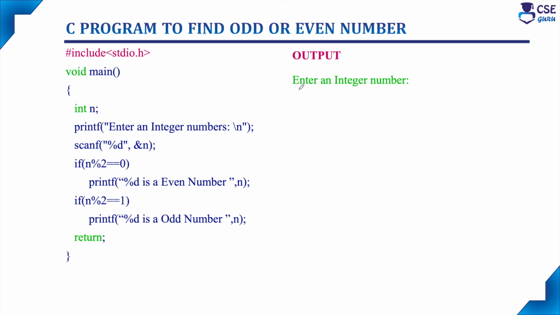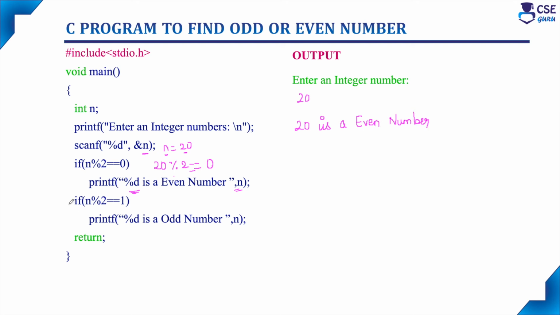Now we will check the output. "Enter an integer number." This printf statement will first print on the output screen. So the user needs to give input for the integer number. Suppose we give 20, then n will store 20. So in the memory location of n, the value 20 will be stored. Next, if n modulus 2 is equal to 0, so n is 20, and 20 modulus 2 is yes, equal to 0. So in that case, "%d is an even number" will be printed on the output screen, with the n value instead of %d. That is, we get the output 20 is an even number.